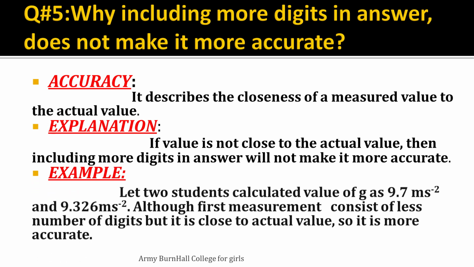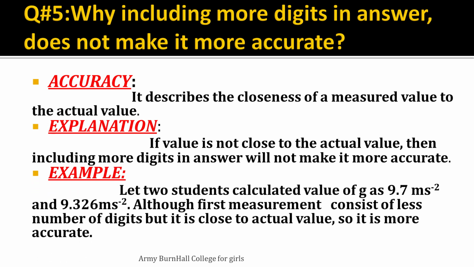For example, let two students calculate the value of g as 9.7 meter per second square and 9.326 meter per second square. Although the first measurement consists of fewer digits, it is close to the actual value, so it is more accurate. And the second measurement, 9.326, has more digits, but it is less accurate. So including more digits does not make it more accurate.